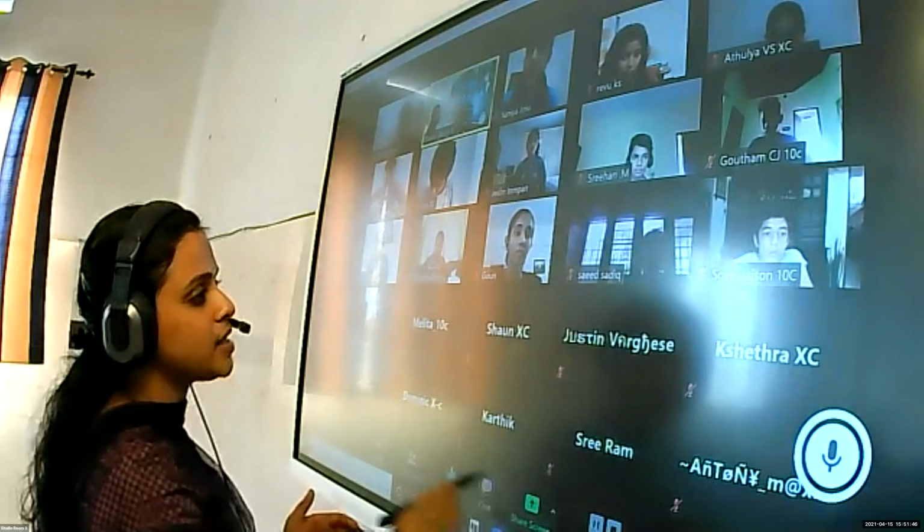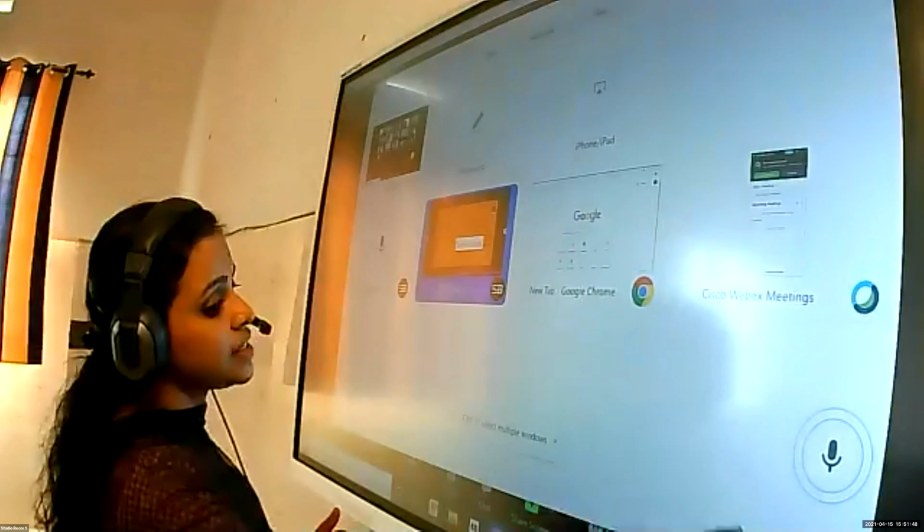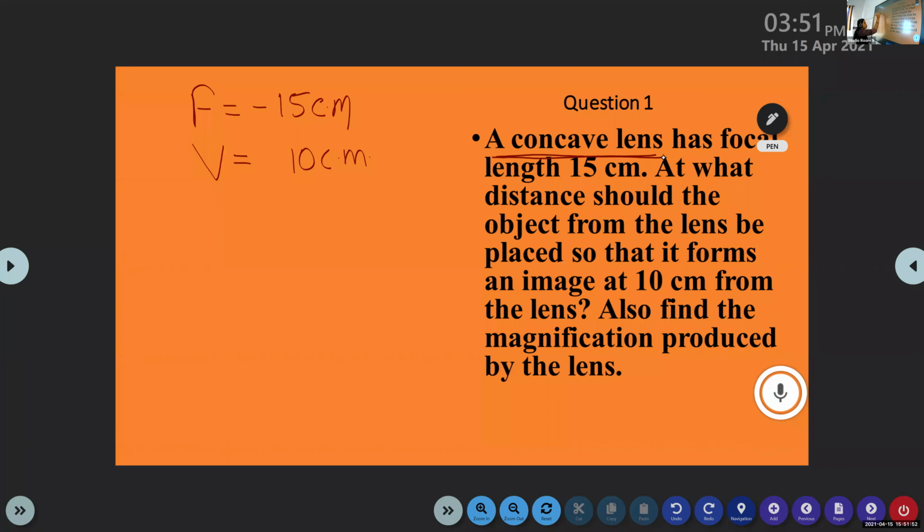So here the image is obtained on the left side of the lens, which means the image distance also carries a negative sign. Because according to our sign convention, all the distances that are measured towards the left side take negative values. So here the image is formed on the same side of the lens, that is on the left side. So you must put a negative sign here.